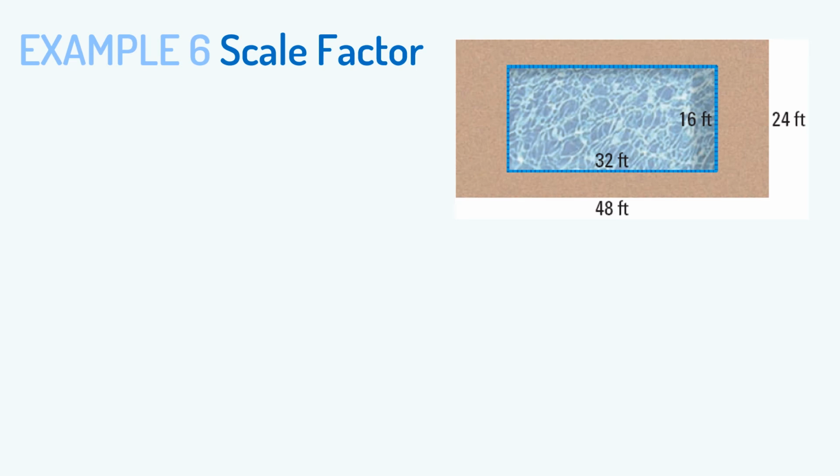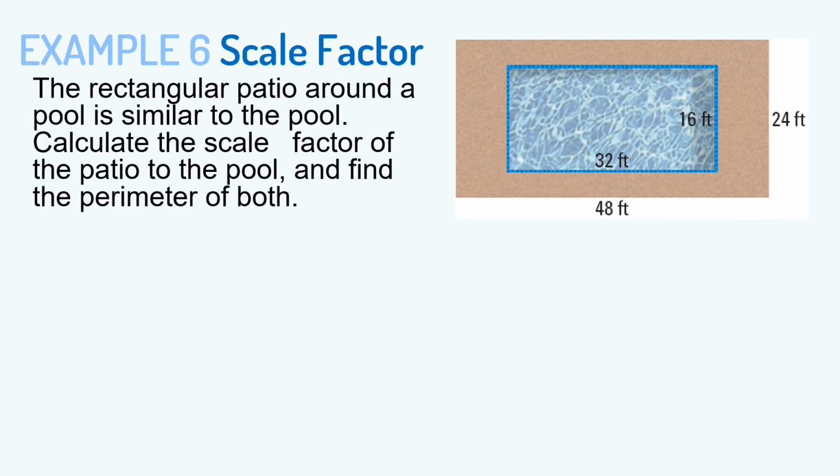Let's make a new example of the scale factor. In this case, we have this figure to the right, and what is represented in this figure is the following. There is a rectangular patio around a pool, and this is similar to the pool. And what we need to do here is two things. Calculate the scale factor of the patio to the pool, and find the perimeter of both.